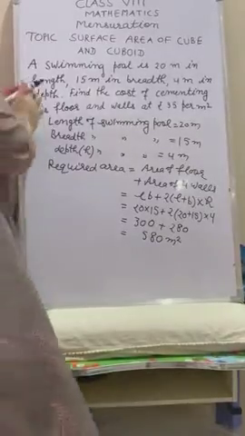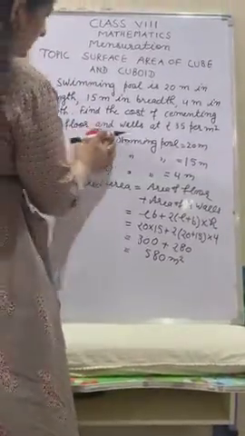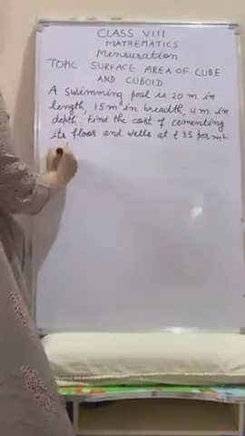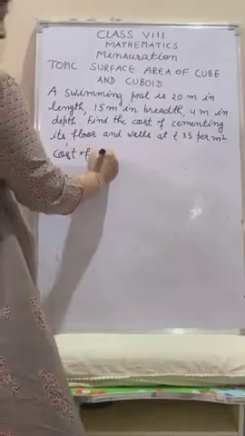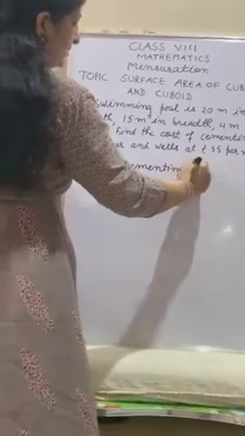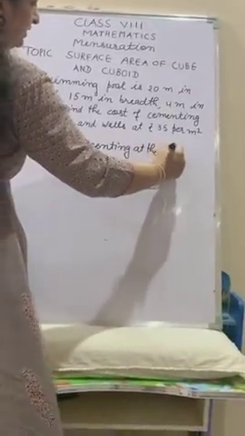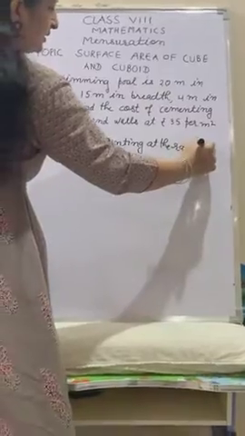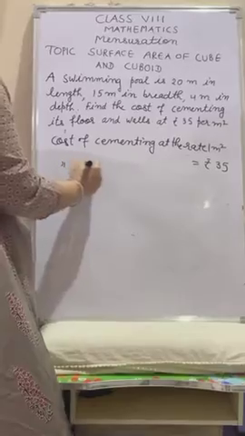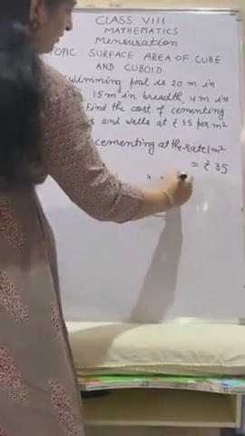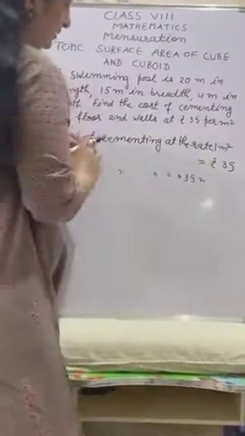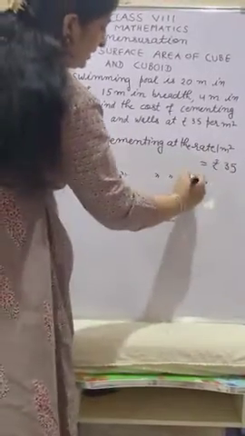Now we will find out the cost of cementing. Cost of cementing at the rate of 1 meter square is rupees 35, and the cost of cementing at the rate of 35 per meter square for 580 meters square.